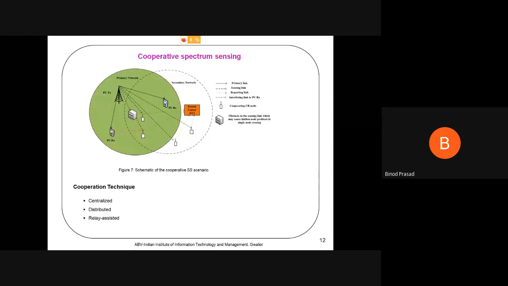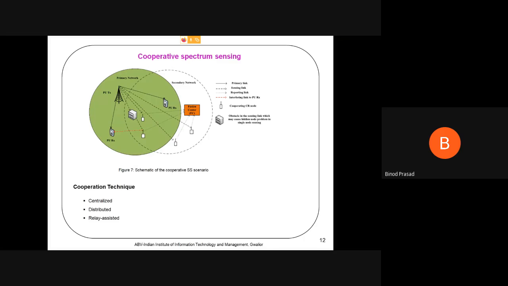The other approach is distributed, where each CR shares its information among themselves. It is not going to share with the fusion center. So it will be somehow less complex and less costly as compared to centralized.